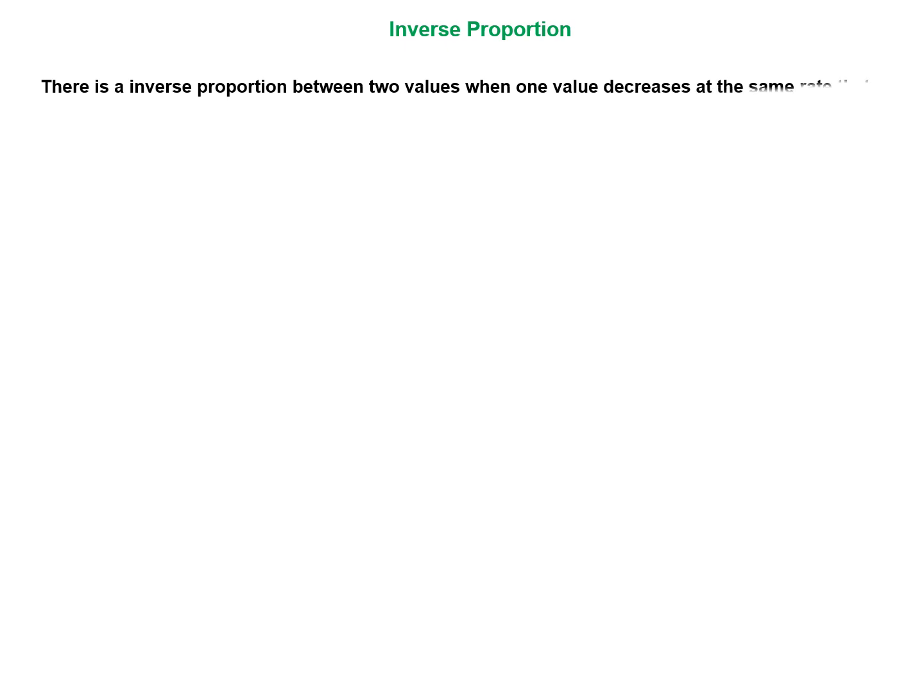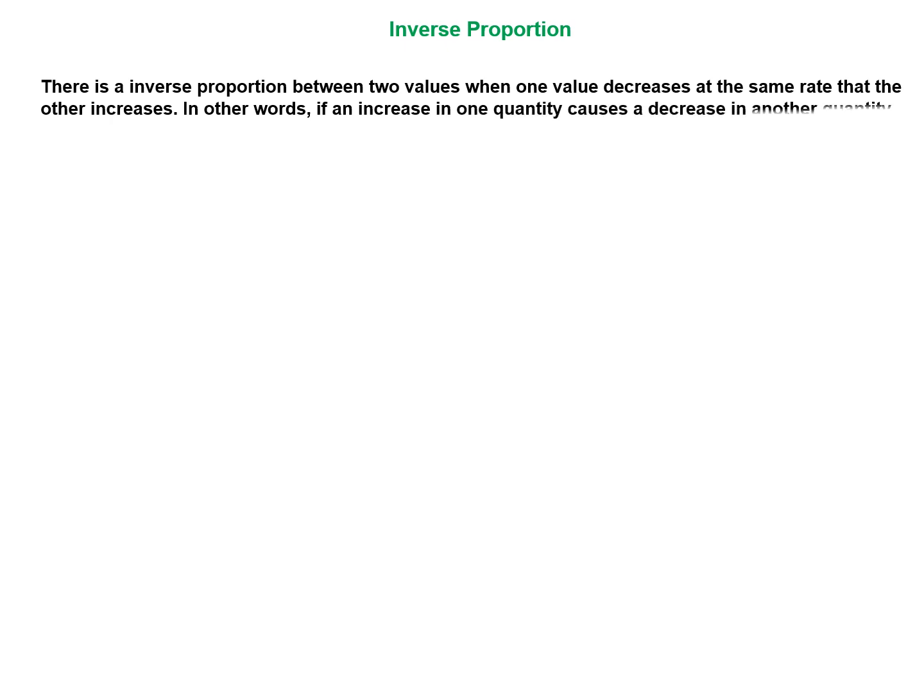Inverse proportion. There is an inverse proportion between two values when one value decreases at the same rate that the other increases. In other words, if an increase in one quantity causes a decrease in another quantity, or a decrease in one quantity causes an increase in another quantity.